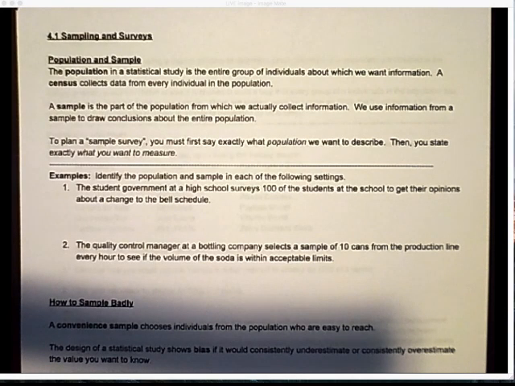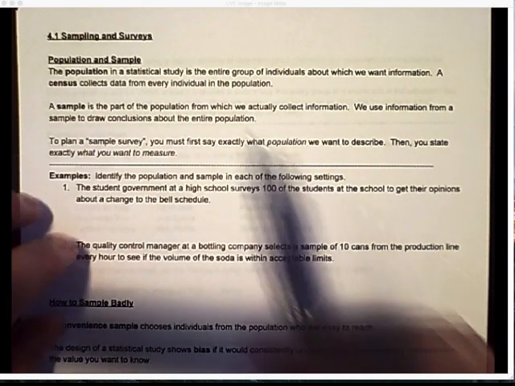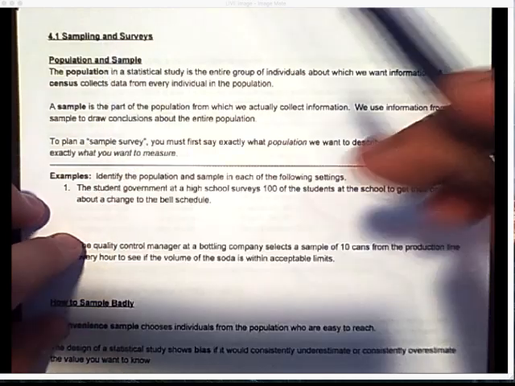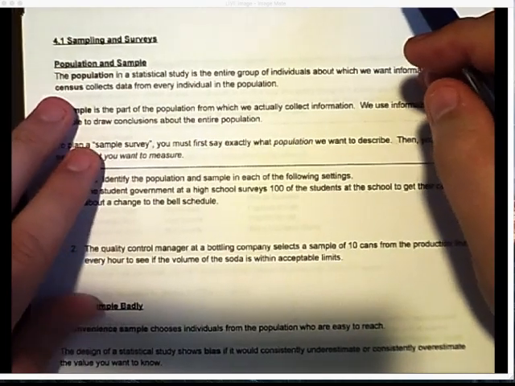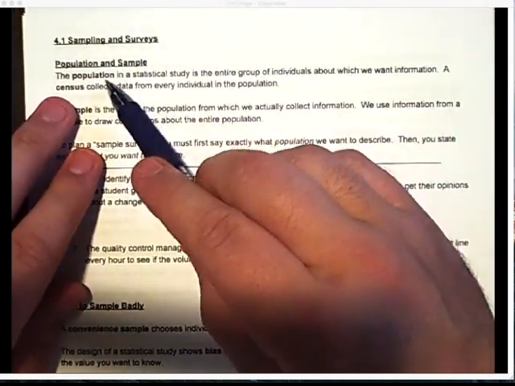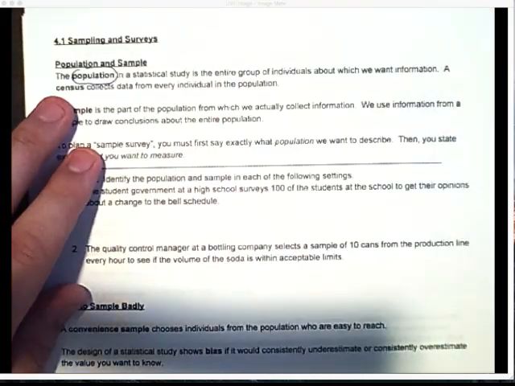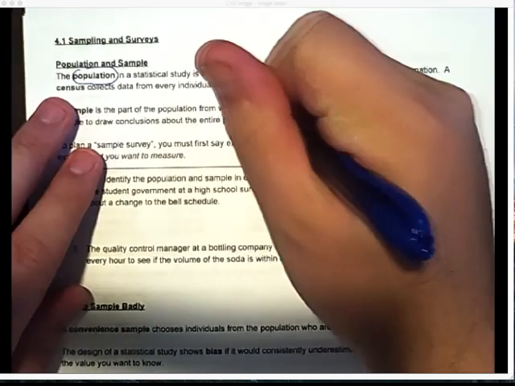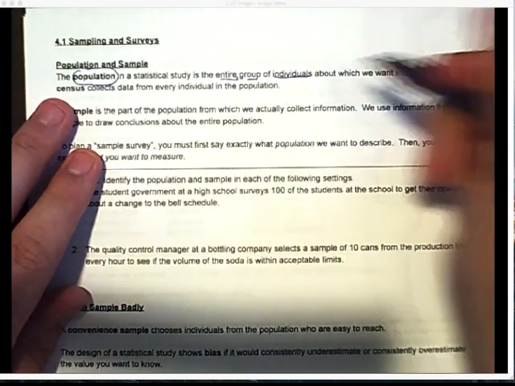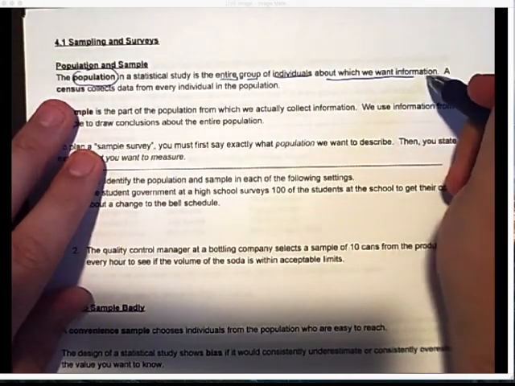All right, guys, this is section 4.1. The title is Sampling and Surveys. So, a couple vocabulary terms we need to know here. It says the population in a statistical study is the entire group of individuals about which we want information.